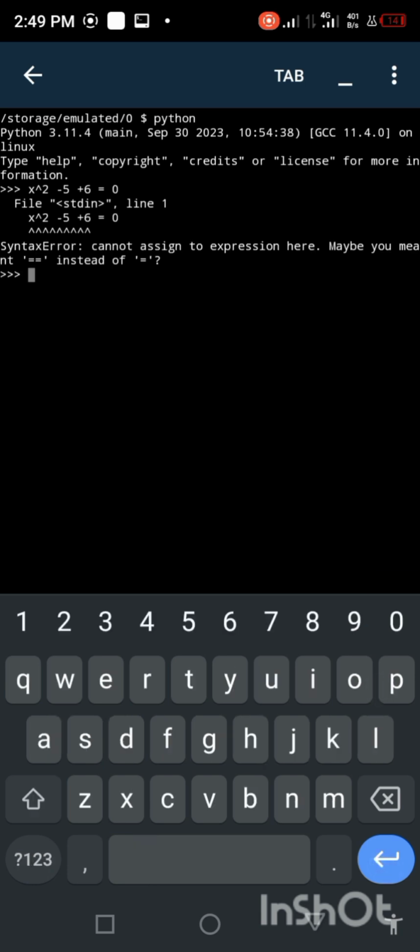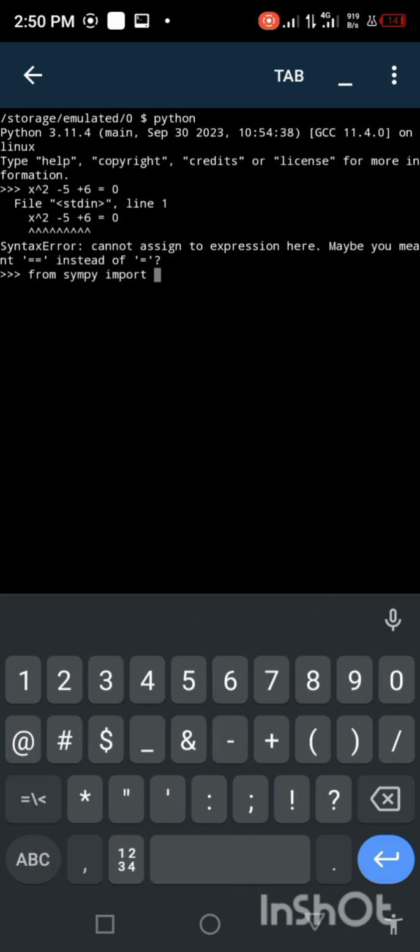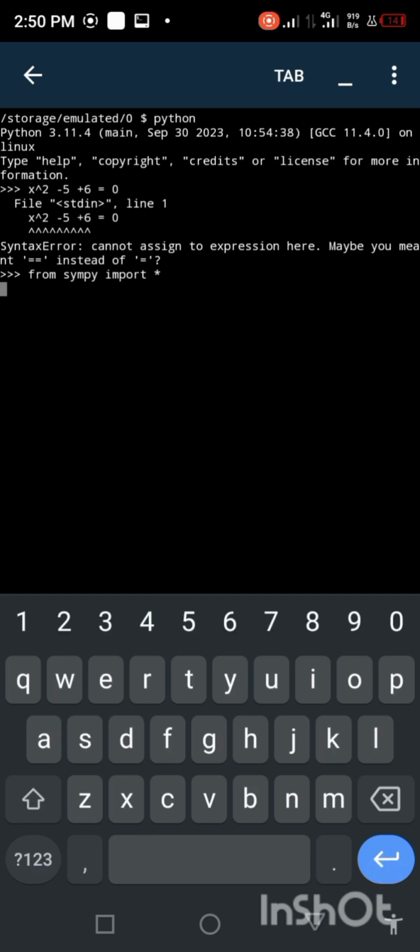Equals to 0. So that's the equation. Now, to begin solving this equation, we have to import our library Sympy. So from Sympy, import star. Good. I think we are good to go.